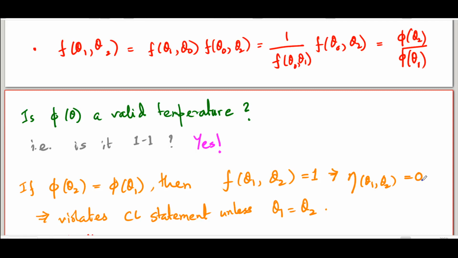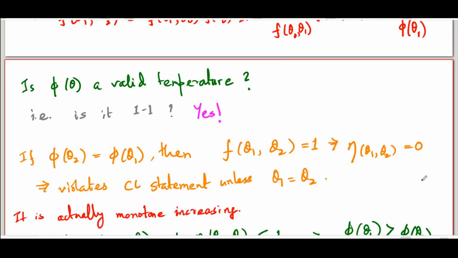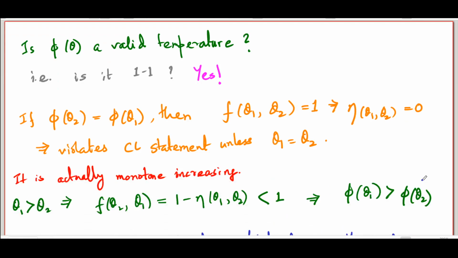So, according to the Clausius statement of the second law, if phi of theta 2 is phi of theta 1, the only possibility is theta 2 is actually equal to theta 1. So phi of theta has to be a 1-to-1 function. As a result, it is also an equally valid temperature. In fact, it is very easy to show that this is actually monotone increasing.